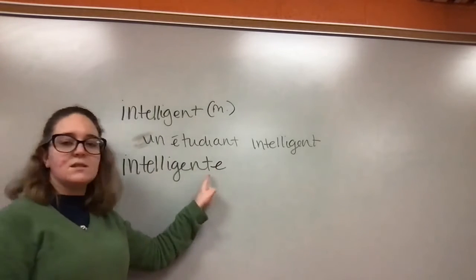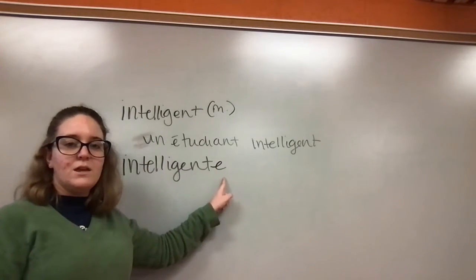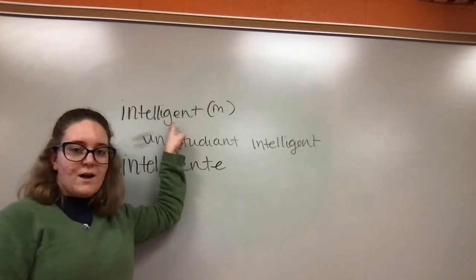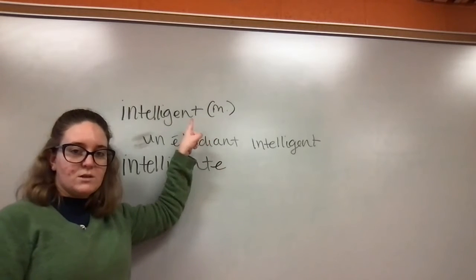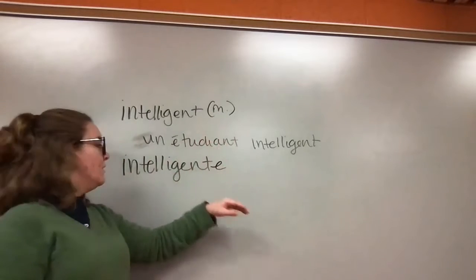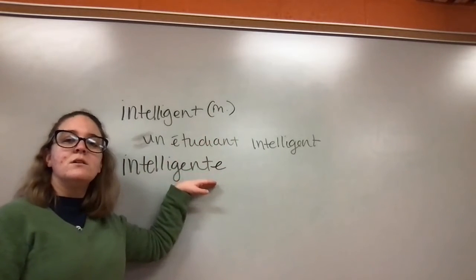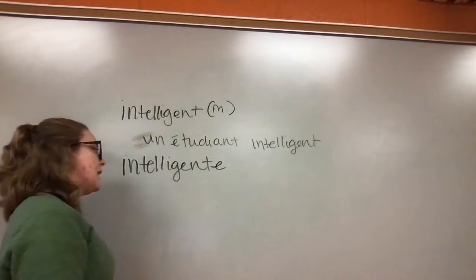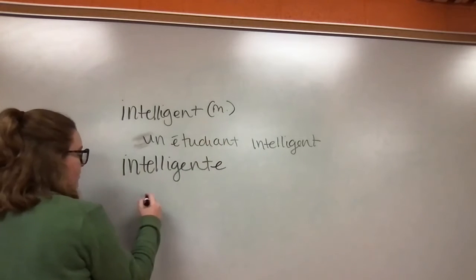So you do pronounce this T when you have the E that follows it. In this case, we don't have an E at the end, so we don't pronounce the T, intelligent, and it kind of just falls off the end there. Intelligente, so we do pronounce the T in this case.